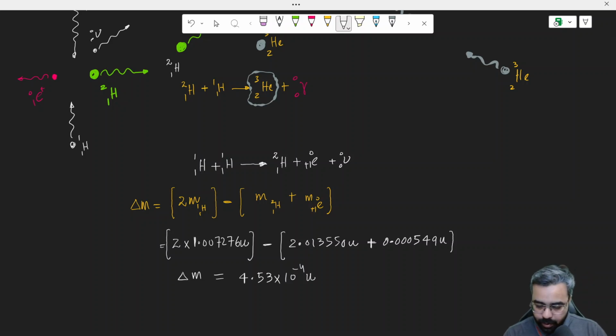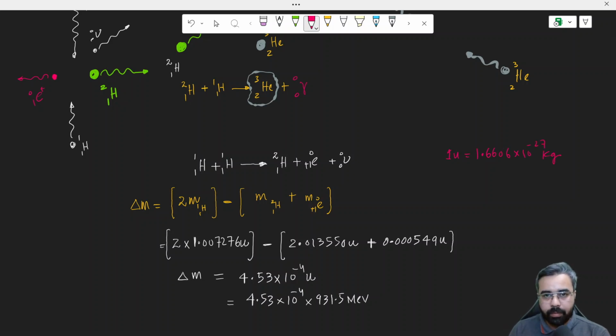This mass is lost. If you want to convert it into energy, you can multiply by 931.5 MeV. What is the reason for that? Because 1 u is equal to 1.6606 times 10 to the power -27 kilograms. If you convert this amount of mass into energy, you get the answer in joules, and then you convert it into electron volts, so you get 931.5 MeV equivalent energy. For reference, you can use the equation mc squared to get this value.